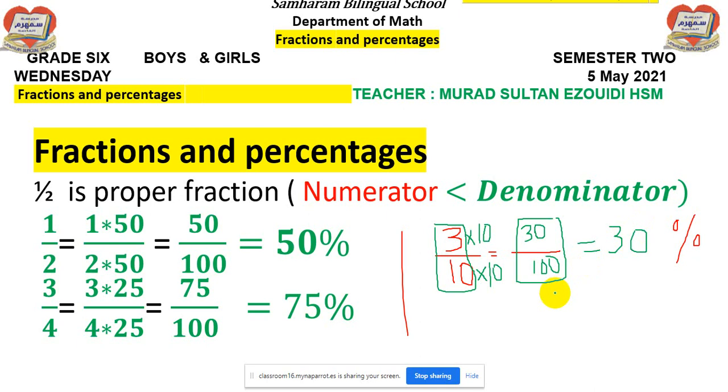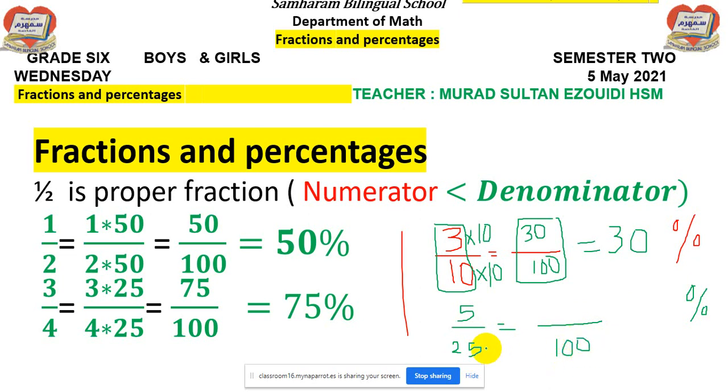Thank you for your participation. Now, my daughters, I will make, for example, 5 divided by 25. This is a proper fraction. I want to write it as a percentage. You should find an equivalent fraction where the denominator is 100. How can you get 100, my learners?